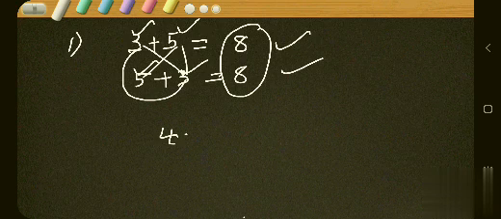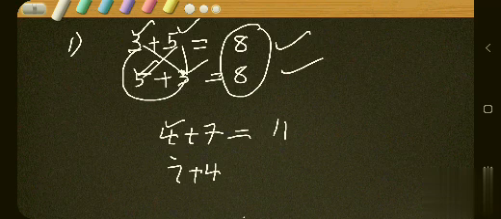Like this. 4 plus 7 is equal to what? 11, isn't it? What is 7 plus 4? Here we have changed the order. Instead of 4, we have written 7 here. Instead of 7, we have written 4. But still, what is the answer? Yes, 7 plus 4 is also 11. Both are same, isn't it? This is our first property.